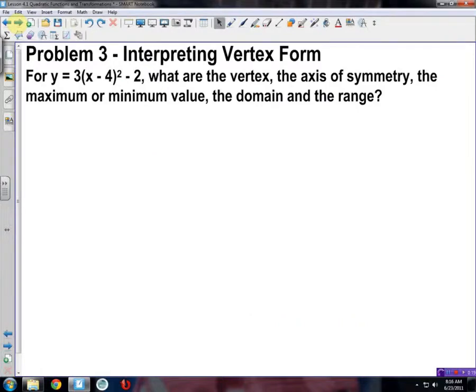Alright, now, here we're going to start talking about vertex form all together. Okay, so we have y equals 3, parentheses x minus 4, and parentheses squared minus 2. We want to know what's the vertex, axis of symmetry, minimum or maximum value, and the domain and the range. So this one's asking for a bunch. So let's start with the vertex.